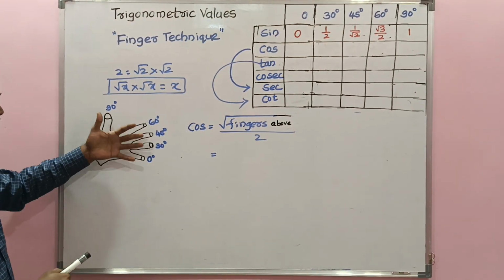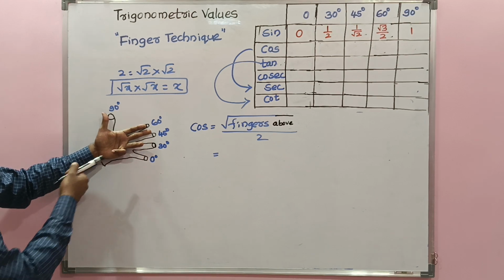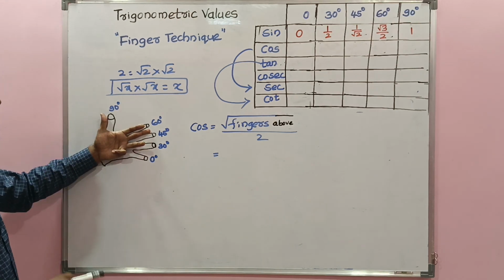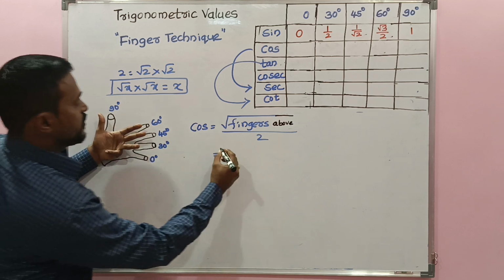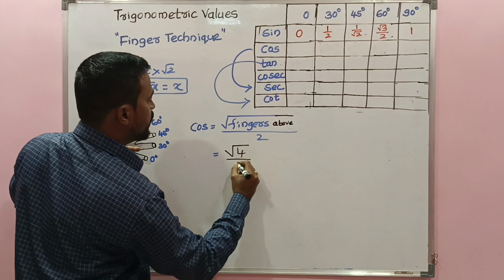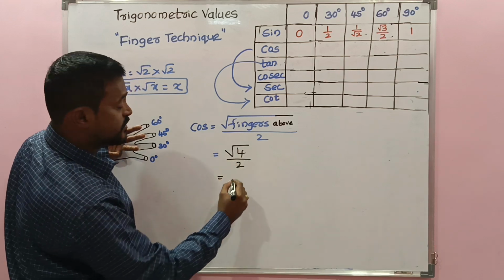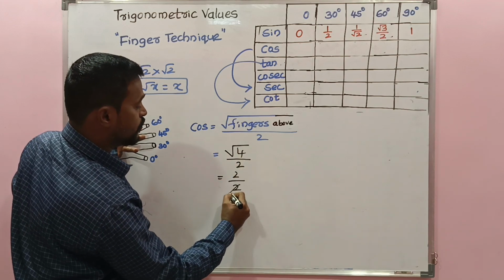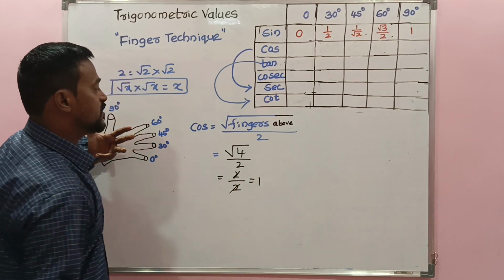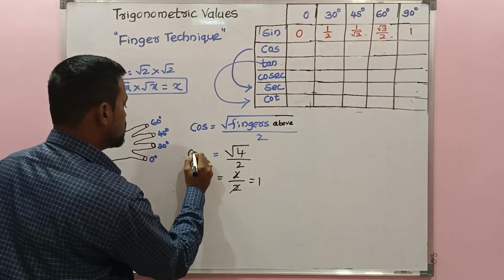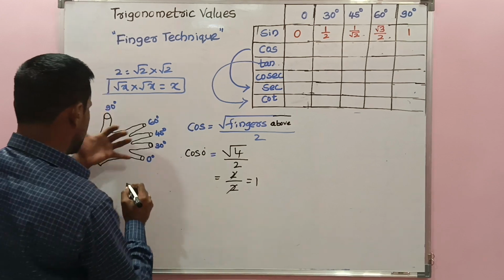Now I'll fold the little finger. How many fingers are there above this folded finger? There are 4: 1, 2, 3, 4. Therefore, under root of 4 divided by 2. So, under root of 4 is 2, divided by 2, which gives 1. Similarly, this is cos 0 degree.